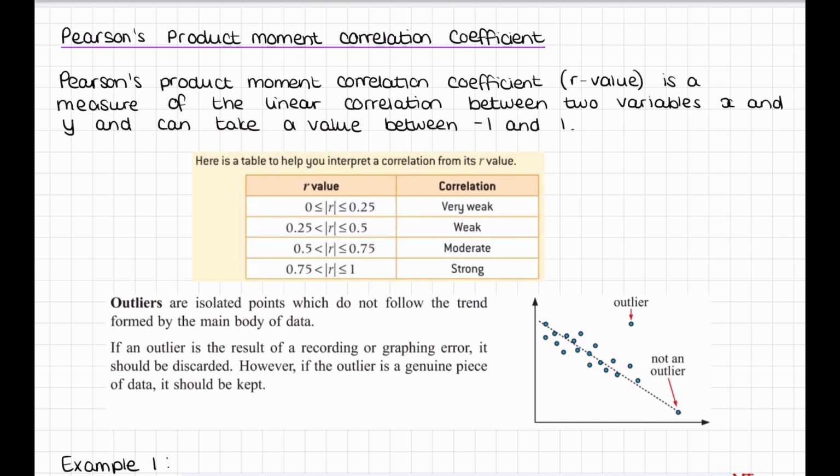When we have outliers, they are isolated points which do not follow the trend formed by the main body of data. If an outlier is a result of a recording or graphing error, we need to get rid of it. It can be discarded. But if it's a genuine piece of data, then we should keep it in. For example, sometimes a 13-year-old boy could really be 6'2" tall, a lot taller than the rest of his classmates, but it is still a valid piece of data because it is still true. Whereas if we recorded the height of somebody at, say, 9 foot, we know that's an error in our calculation or recording, therefore we can get rid of that piece of data.